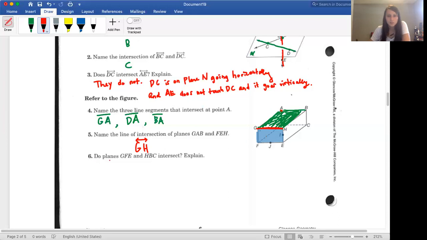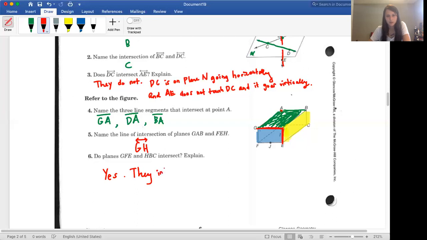Number 6, do planes GFE, right here, the blue plane here, and HBC intersect? Let me use yellow. H is right here. Oh, I need to probably erase that. HBC. Yeah, so H is that. Do they intersect? Do they touch at all? Well, it looks like they do. It looks like they touch right here. So yes, they intersect.